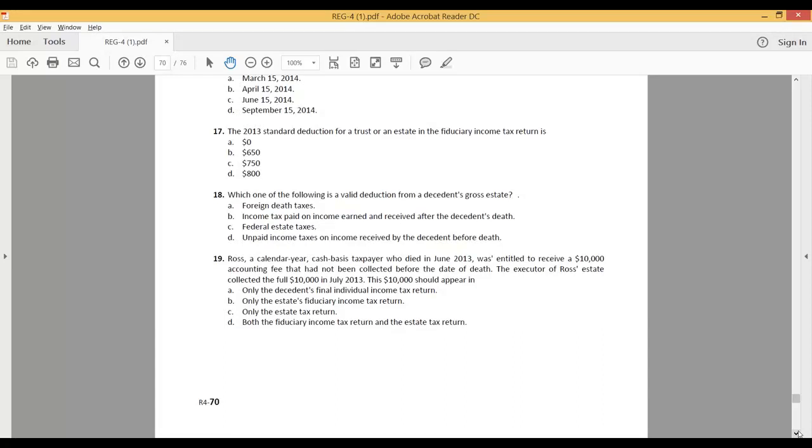I think it's D, both the fiduciary income tax return and the estate tax return. Yes, and that is because, what type of income is this? Because it is income earned before the death. So it's called IRD, right? Received, earned before the death, but received only after the death. So income with respect to decedent. Great.